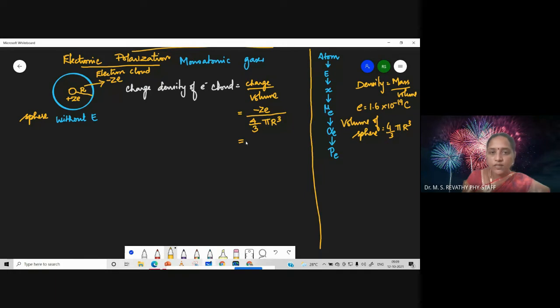So now you just put this 3 on the numerator. So 3 by 4, we have a negative sign in the front, Zt by pi R cube. Let it be equation number 1.